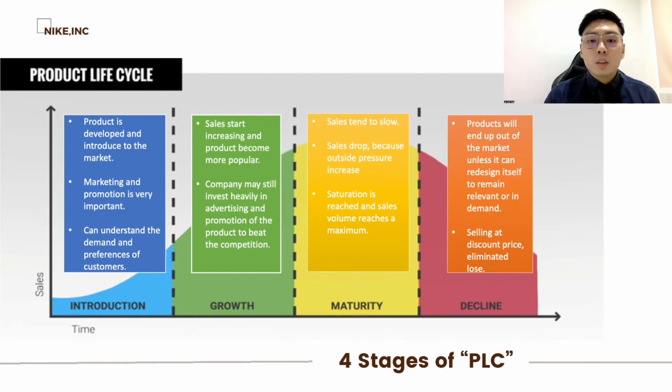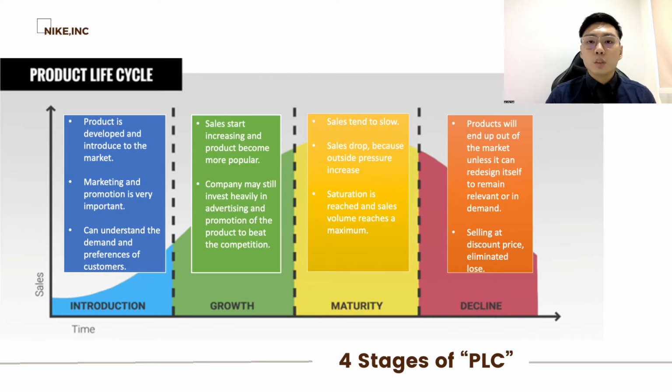Coming to the third stage, which is the maturity stage. Sales tend to become low and start dropping during this stage because external pressure increases. For example, competition is increasing and demand in the market is lower because the product has been on the market for a long time, and the demand is fixed and reaching the maximum, which is stated as saturation being reached and sales volume reaching its maximum. In order to overcome this problem, the company can redesign or modify the product a bit to make it more sustainable and longer lasting during the maturity stage.